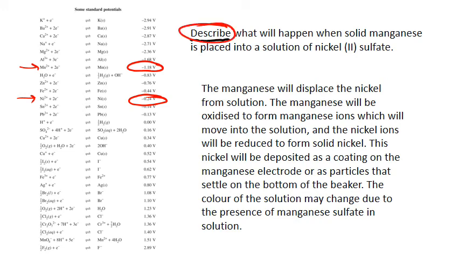The manganese will be oxidized to form manganese ions, which will move into the solution, and the nickel ions will be reduced to form solid nickel. This nickel will be deposited as a coating on the manganese electrode or as particles that settle on the bottom of the beaker. The color of the solution may change due to the presence of manganese sulfate in solution. So I've tried to give a lot of detail there. I've tried to use keywords like displace, oxidized, reduced, to show understanding of what is going on. So there's a thorough description.